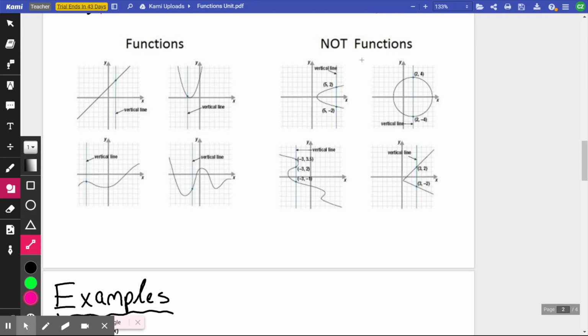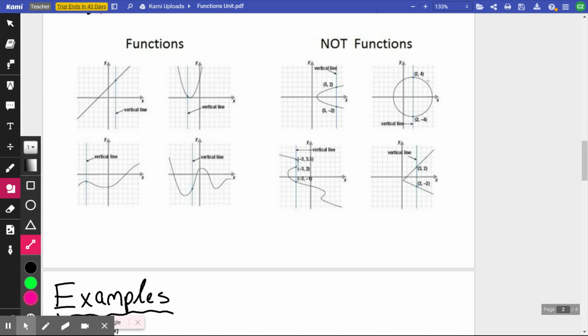Okay, for your examples that are not functions, that means the vertical line is hitting in at least two spots, maybe more. Okay, so this is, again, like that parabola, like that U shape, but it's just tilted on its side. So notice when I draw a vertical line here, this line is actually x equals 5. Okay, when I input 5, I get two different answers. I get 2 and I get -2. Look at these coordinates, okay? They have the same input, but different outputs. That means this is not a function.